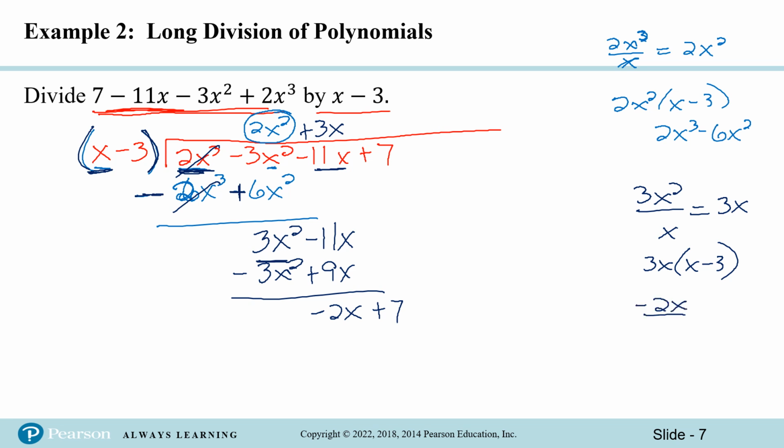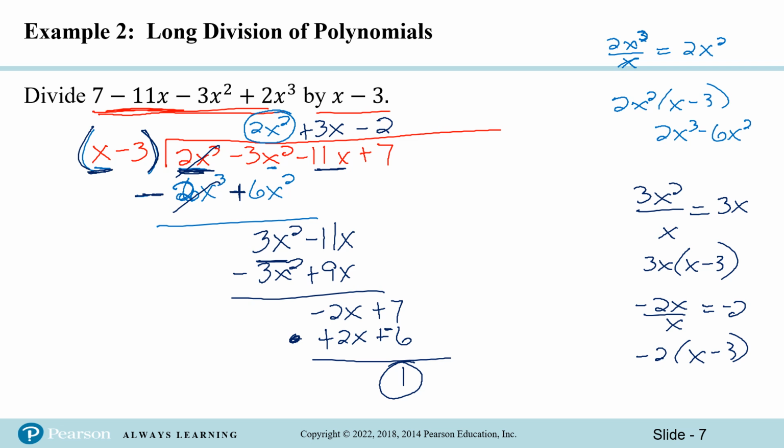So my negative 2x, I'm going to divide it by x, gives me negative 2. I put it up there, and then multiply my negative 2 times my x minus 3. Sorry, I'm distributing the negative. These are the exact same steps that we use for actual long division with numbers. So this number right here is called the remainder.